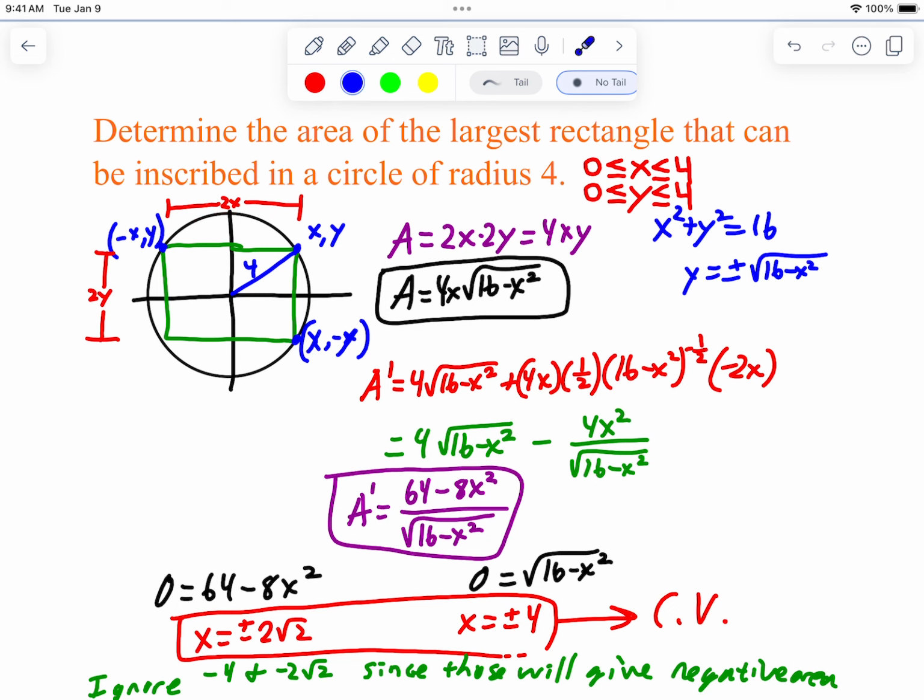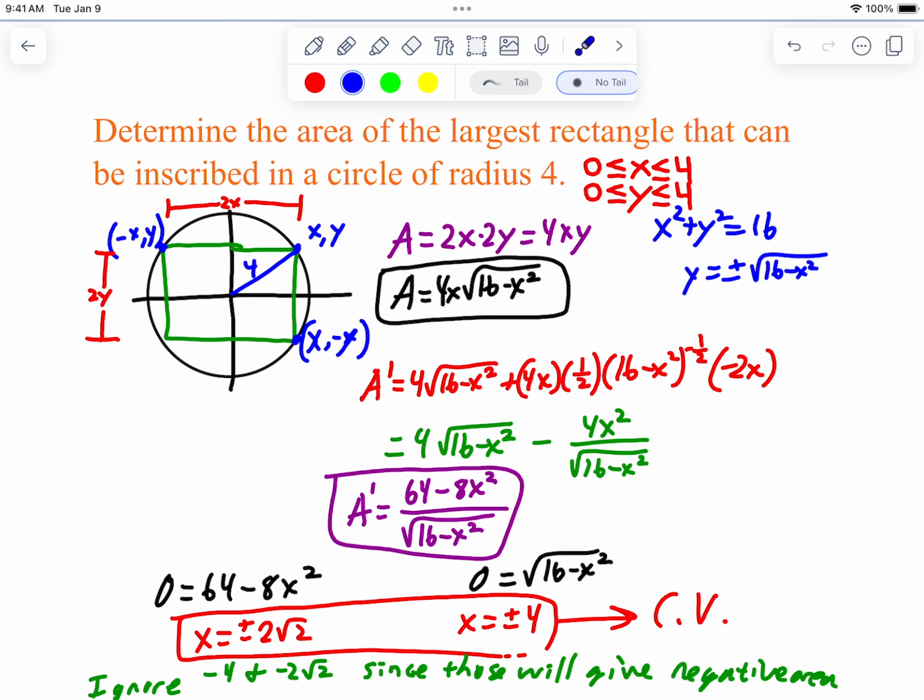So that's why it's nice to use the coordinate plane if I can, if I don't know how to come up with the other equations. If I just put this in space, then I could still do this, but it's harder to come up with those equations on my own. So my equation for area is going to be 4xy.